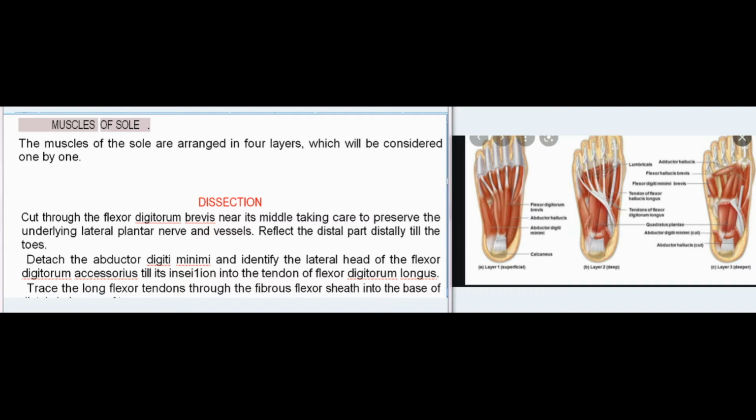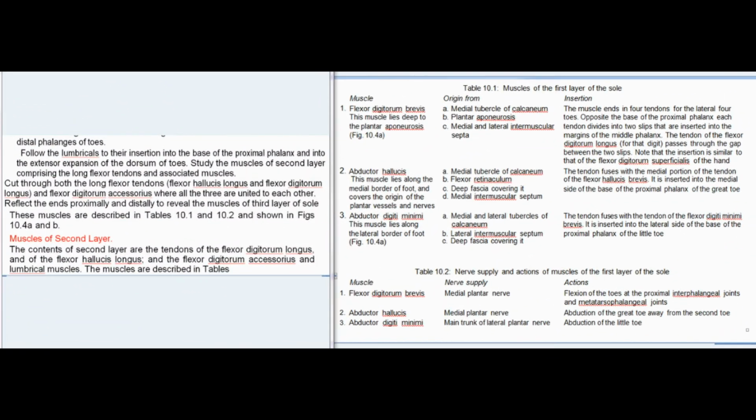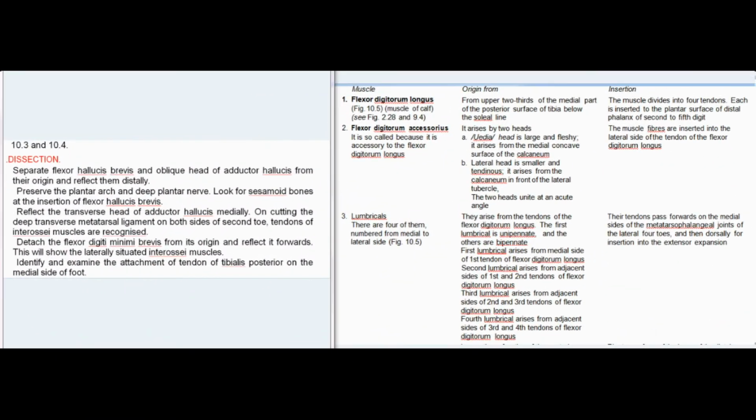Trace the long flexor tendons through the fibrous flexor sheath into the base of distal phalanges of toes. Follow the lumbricals to their insertion into the base of the proximal phalanx and into the extensor expansion of the dorsum of toes. Study the muscles of second layer comprising the long flexor tendons and associated muscles. Cut through both the long flexor tendons, flexor hallucis longus and flexor digitorum longus, and flexor digitorum accessorius where all the three are united to each other. Reflect the ends proximally and distally to reveal the muscles of third layer of sole. These muscles are described in tables 10.1 and 10.2 and shown in figs 10.4a and b.